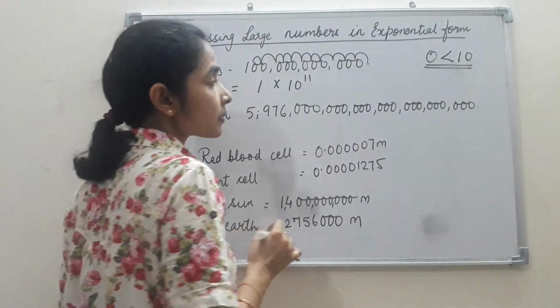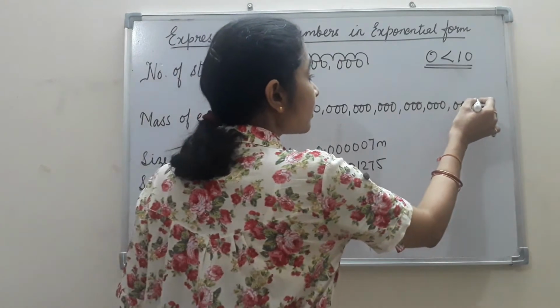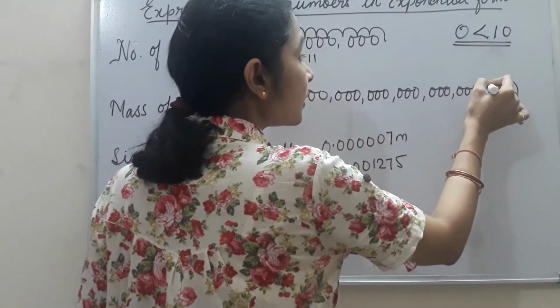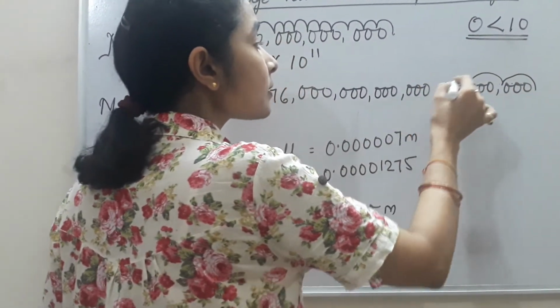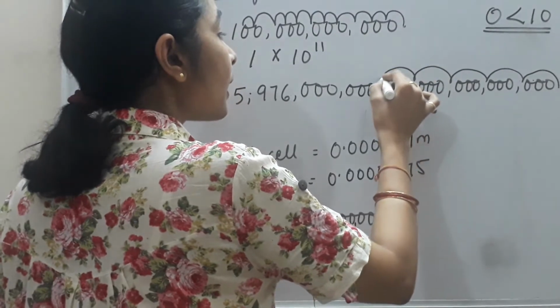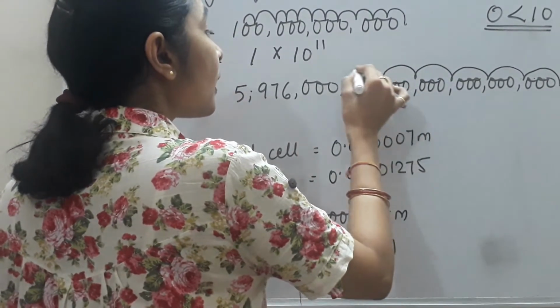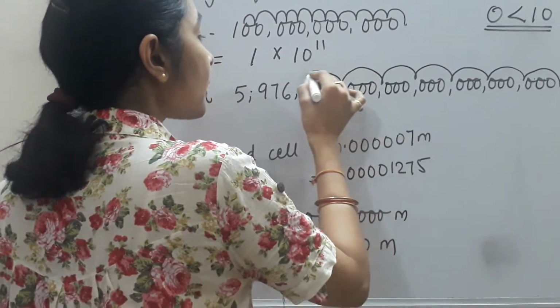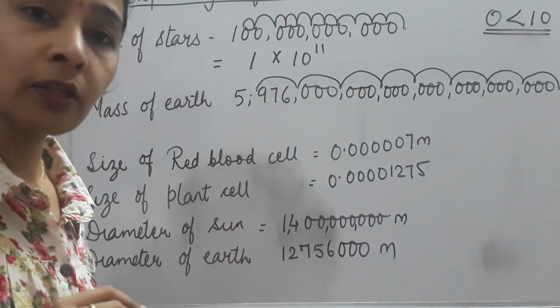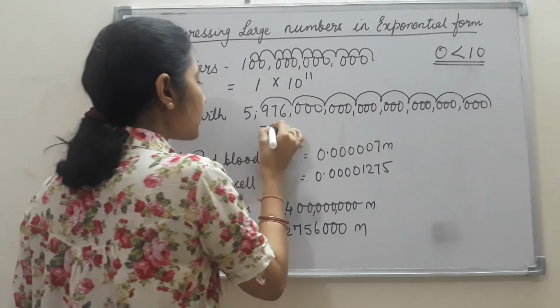So how many places am I shifting it? Just check here. From here I am shifting 3 places: 1, 2, 3. Again 3, so 6. Again 3, 9. Then again 3, 12. Again 3, 15. Again 3, 18 places, again 3, 21 places, and again 3. How many places did I shift? 24 places. So I will express it like this.